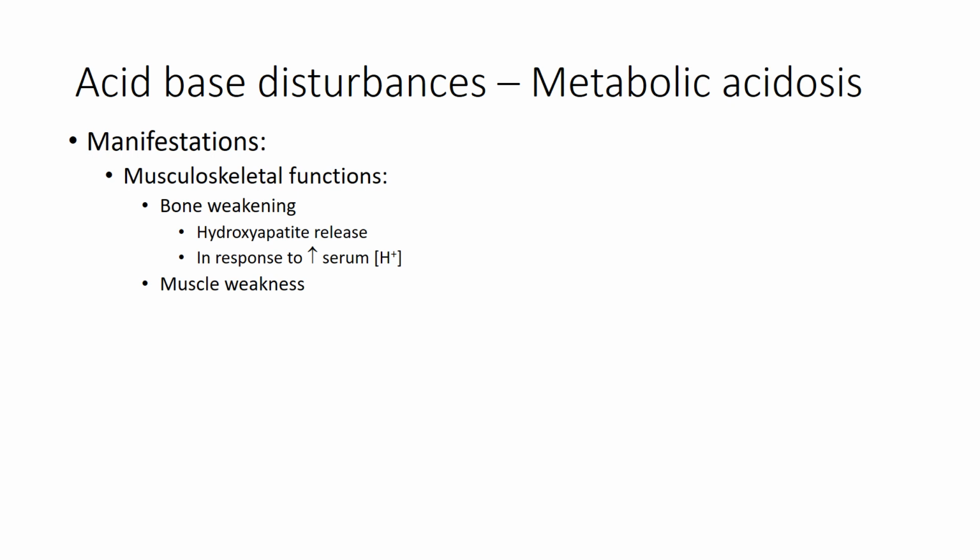So we could have muscle and bone issues as well. We could get bone weakening because remember that our bones can be used to buffer these systems as well. Okay, so we had several different buffer systems, and one of the good ones is the bone, and we're releasing calcium carbonate to kind of sequester some of these hydrogens. So if we release hydroxyapatite, which is calcium phosphate, okay, that is in response to an increase in serum pH, right? So that would result in bone weakening and probably bone pain, okay?